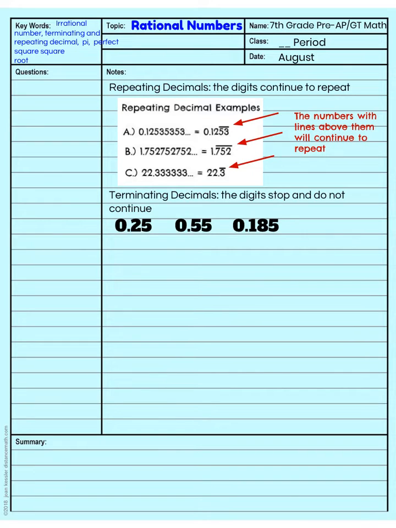Same with the 0.185. And same thing with the 0.5. So you have your two separate types of decimals, repeating decimal and your terminating decimal.